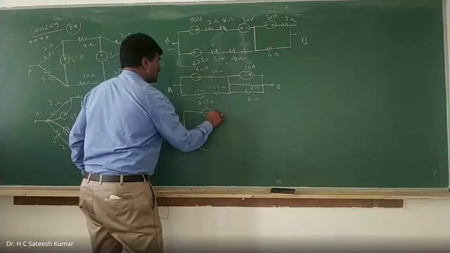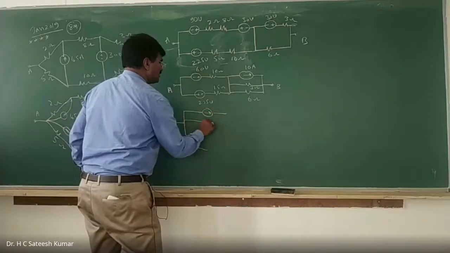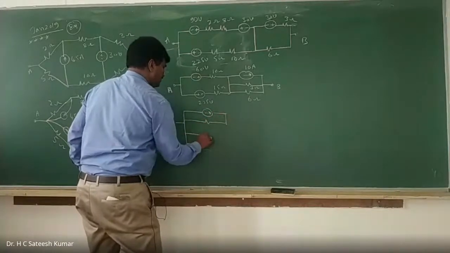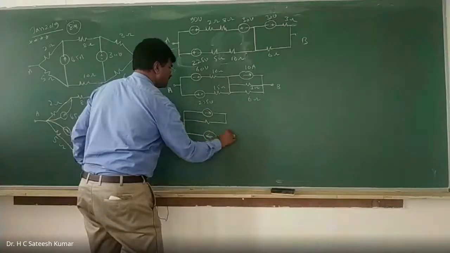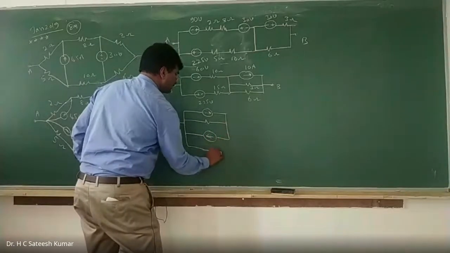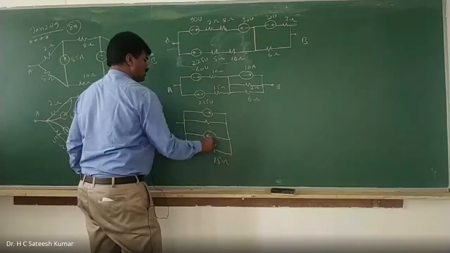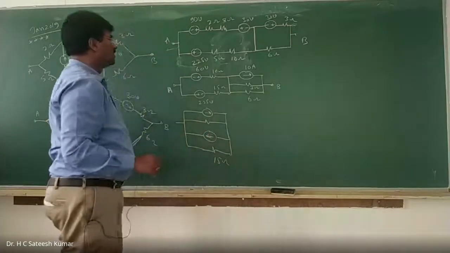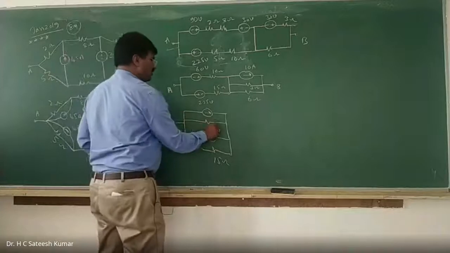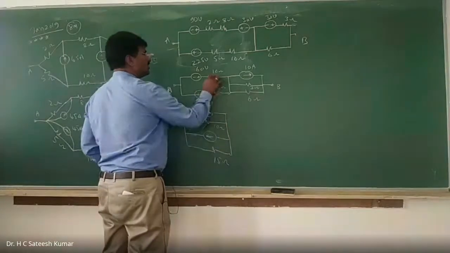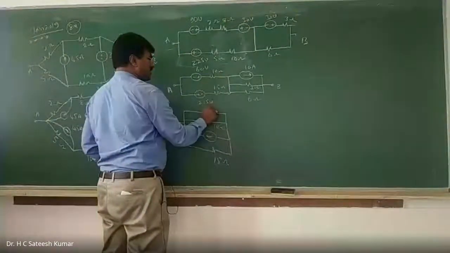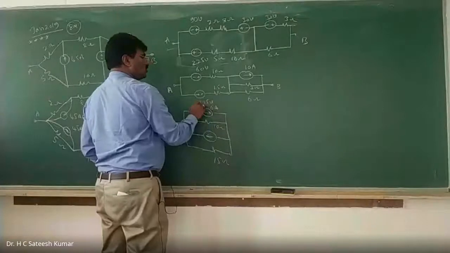Current source, arrow mark right side. One resistance. Current source, arrow mark left side. One more resistance. This resistance is 15 ohms. This is 10 ohms. I is equal to V by R. 60 by 10 is 6 amps. And 225 divided by 15.